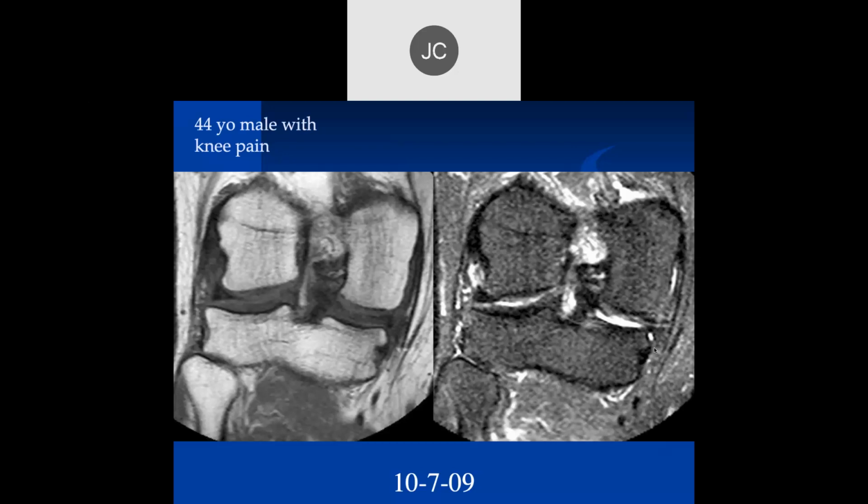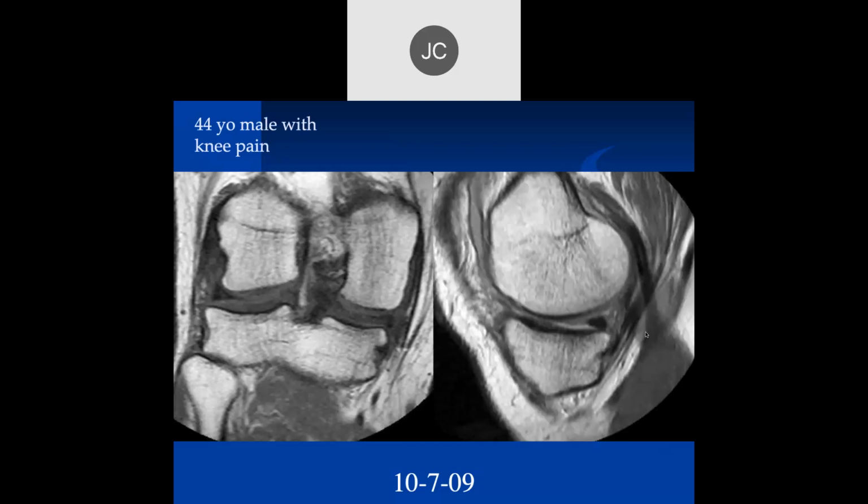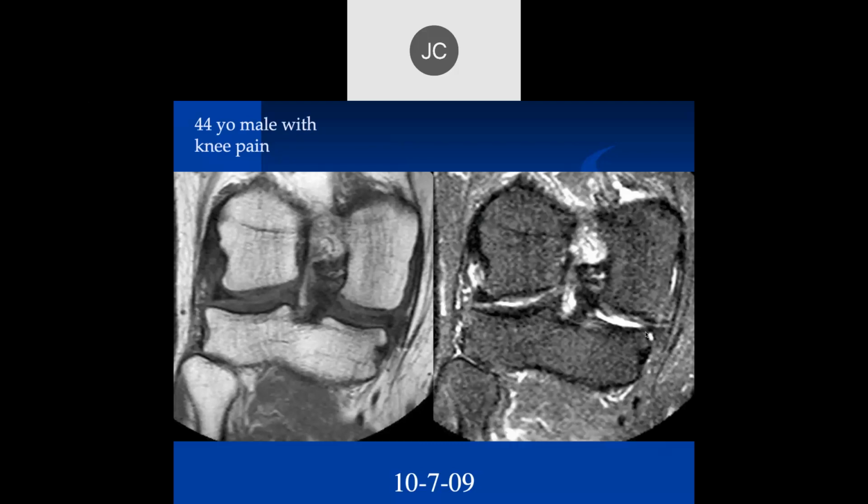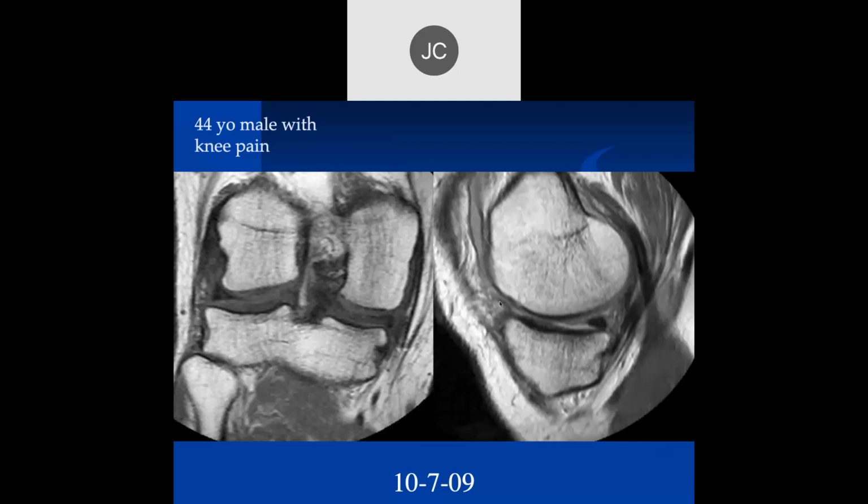Elior, what do you think of this one? Okay. So looking at the medial meniscus, it looks like it's not in its proper position on the stir image on the right. And the body looks very small and deformed here. Not seeing the anterior horn on that sagittal view.